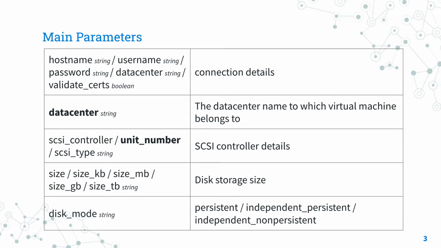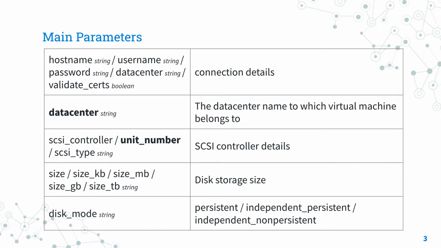In this case, add a new disk to a virtual machine. The mandatory parameters are only datacenter and unit number. The datacenter parameter specifies which datacenter name the virtual machine belongs to for resource allocation. The disk must be connected to a SCSI controller inside the virtual machine, so you should specify all the small details like scsi_controller, unit_number, and scsi_type.